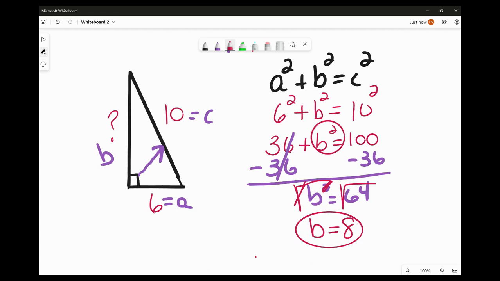Be really careful. It's very important to be paying attention to which is side length C. Has to be your longest side. Notice again that C is 10 and that A and B have to be shorter than that. B is 8 and 6 is A, so that makes sense. It works. That 10 is my longest side length. That's how you do Pythagorean theorem.